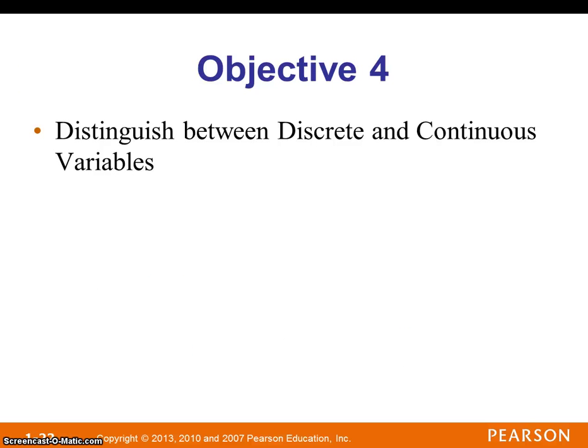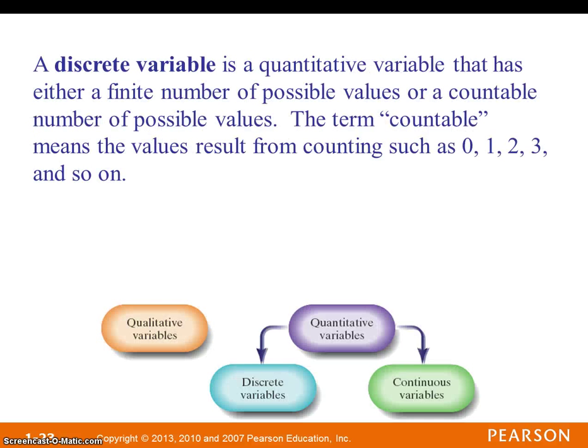Objective 4 is to distinguish between discrete and continuous variables. So we've talked about various variables and whether they're qualitative or quantitative. You can also talk about whether variables are discrete, whether the information sort of comes in chunks, or whether it's continuous, meaning you can get from one value to the other by going through all the other values in between. A discrete variable is a quantitative variable that has either a finite number of possible values or a countable number of possible values.